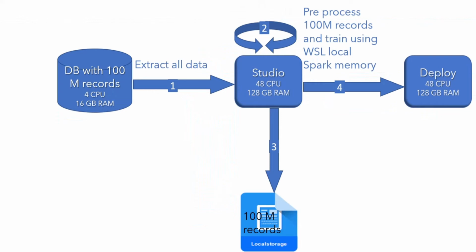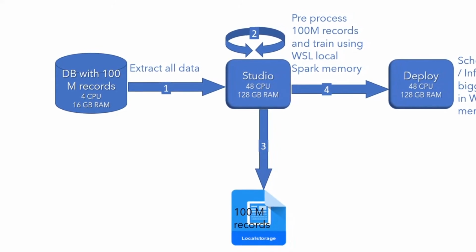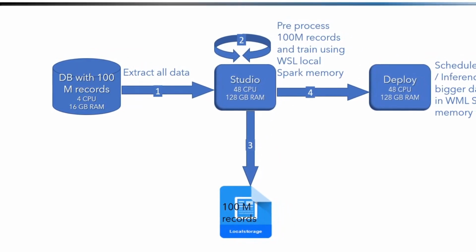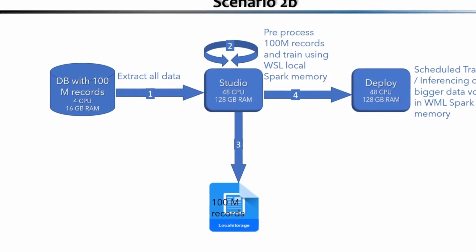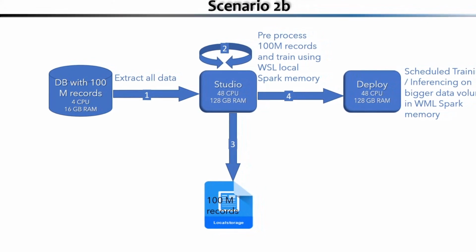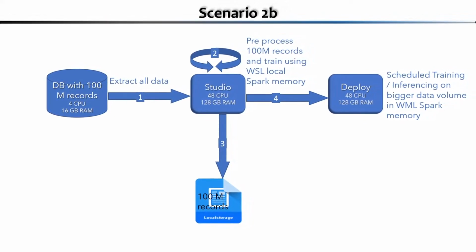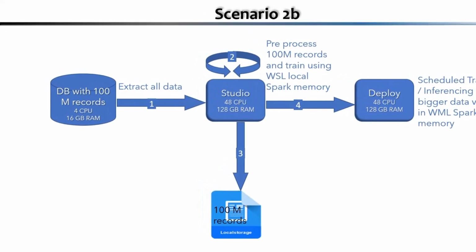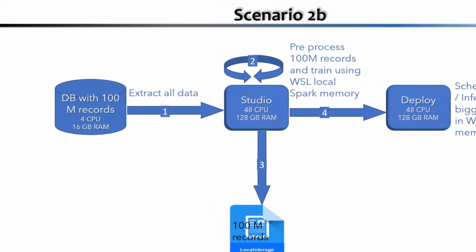The second scenario is similar to the first, in that we still have tens of millions or hundreds of millions of records that we need to use for training a model. But the data, instead of being in a file, is in some database. In this scenario, instead of copying all that data into local storage, we are going to read that data directly from the database into the Spark memory in Watson Studio and do the pre-processing of that entire volume of data within the Watson Studio Spark. After the pre-processing is done, we use that cleansed data to build the model and then score the model and maybe store the results in local storage. Once we are happy with these model building and training exercises, we may deploy the model into a Watson Machine Learning environment and use it for scoring.